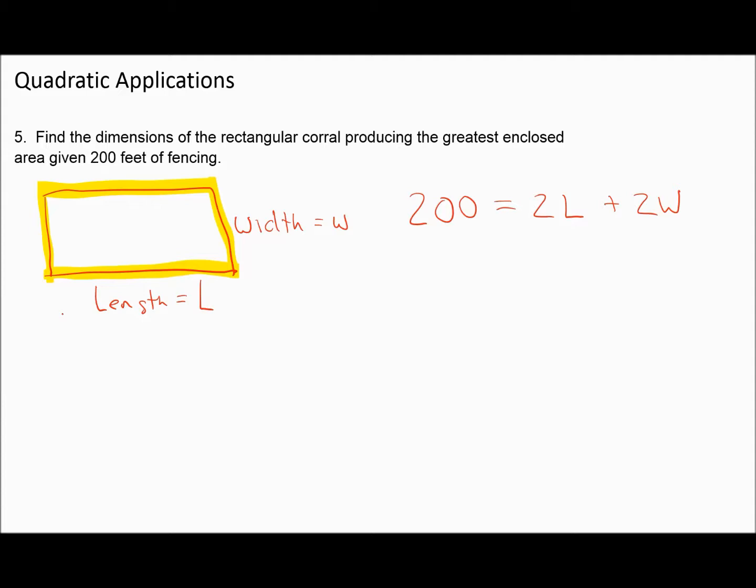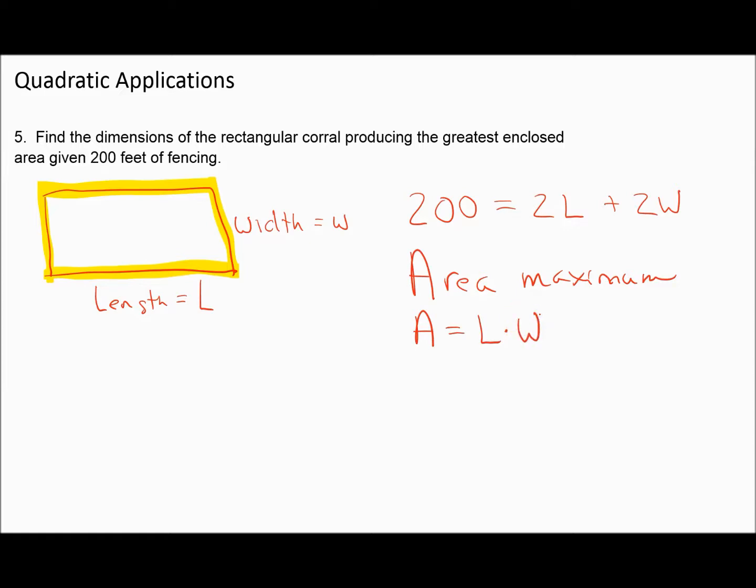All right, now we need the greatest enclosed area. So say we have a horse that wants to live in this corral. We want him to have the maximum amount of area. So area, I'm going to write that down, area needs to be maximum. Well, the next thing we need to do is think about how we calculate area. Area we know is length times width.